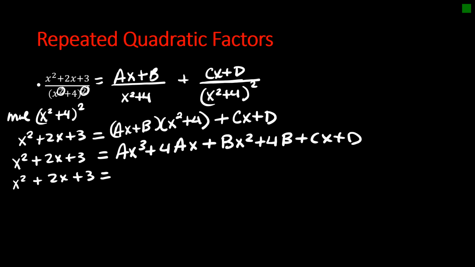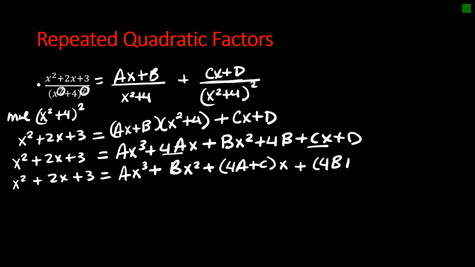Let's collect like terms and write this in descending order. We have Ax cubed plus Bx squared. We have 4Ax and Cx, so it's (4A plus C) x. Our constant, we have 4B plus D. And we're going to equate coefficients here. On the right-hand side, we have A being the coefficient of x cubed. On our left-hand side, we don't have an x cubed, so that means A is going to be 0.